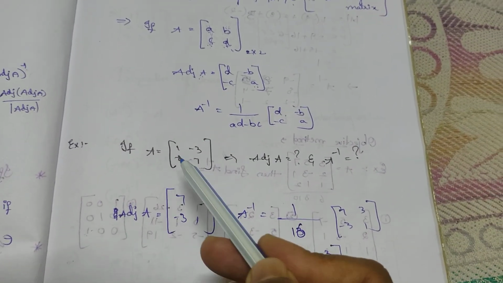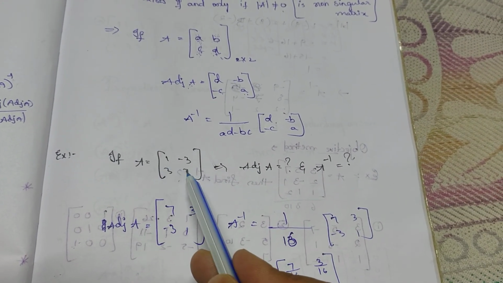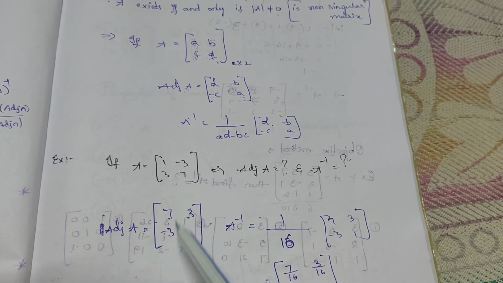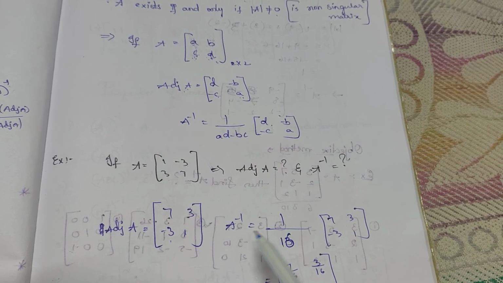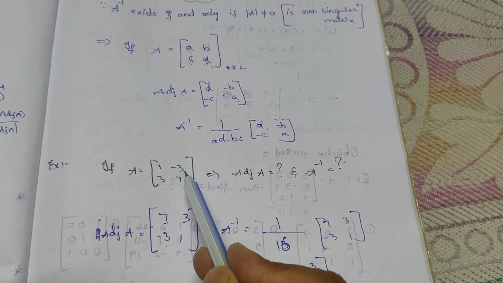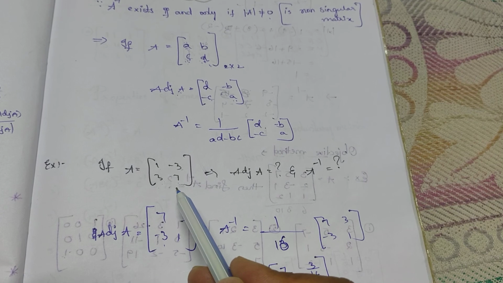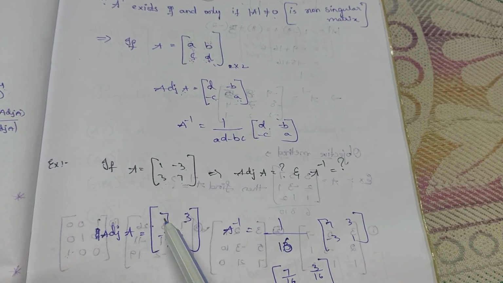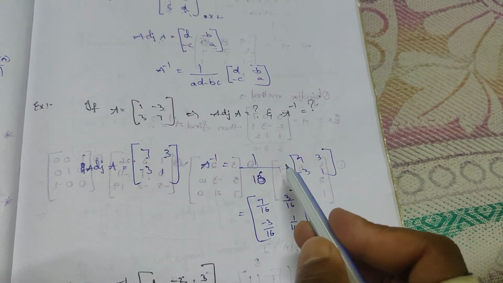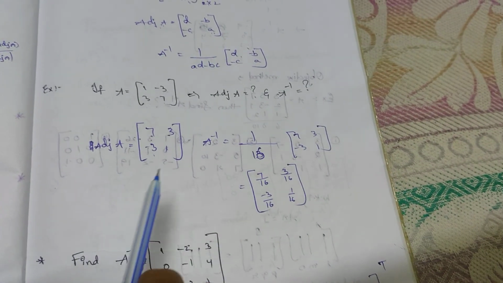See one example. If A is equal to 1, minus 3, 3, 7, find adjoint of A. What is adjoint of A? Interchange 1 and 7, and for minus 3 you give plus 3, and this plus 3 you give minus 3. Then what is A inverse? 1 by det A. Det A means 1 times 7 is 7, minus of 3 into minus 3, that means minus of minus 9, so 7 plus 9, which is 16, into adjoint of A, 7, 3, minus 3, 1. So just multiply 1 by 16 inside: 7 by 16, 3 by 16, minus 3 by 16, 1 by 16. That is the A inverse.